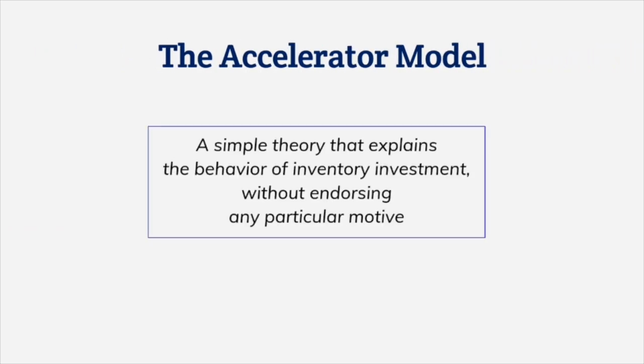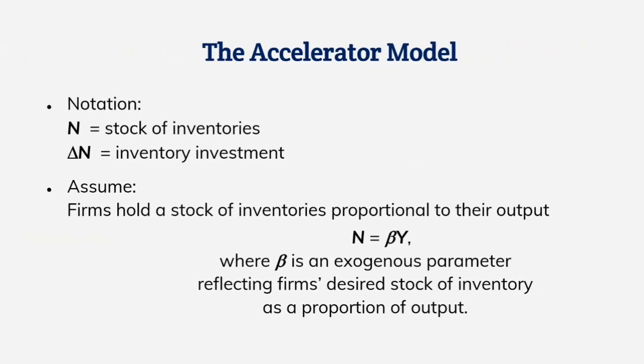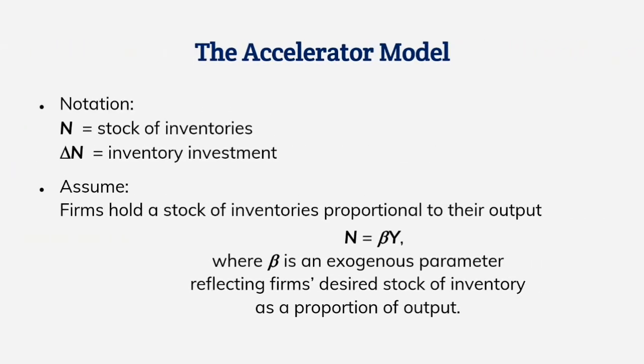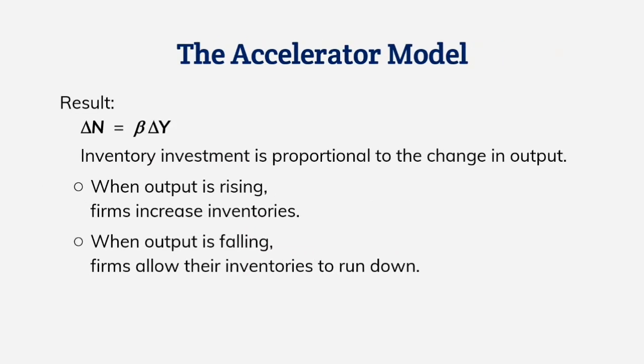The Accelerator Model, a simple theory that explains the behavior of inventory investment without endorsing any particular motive. Notation: N is the stock of inventories and delta N is inventory investment. Assume firms hold a stock of inventories proportional to their output. It means N equals B times Y, where B is an exogenous parameter reflecting firms' desired stock of inventory as a proportion of output.